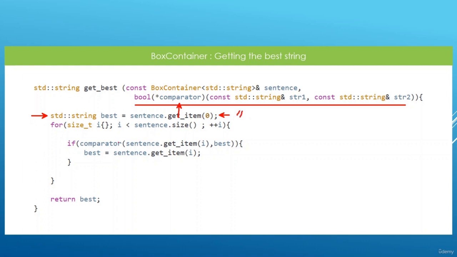We're going to loop around trying to find a better string than what we have in best. And if we find that, we're going to assign that to best. By the time we are done with this loop here, we will have the best string stored in our best variable here, and we will return it to be used by whoever happened to call this function here. Notice that we reserve the flexibility to define what is best.